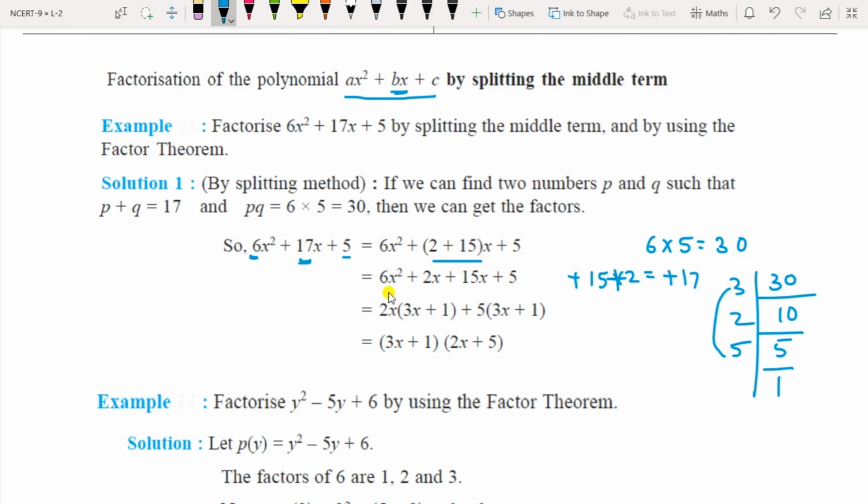Now take out common from these two and these two, as we have seen for 4 terms how you have to do. So take out common and solve it. So these are your factors for this polynomial.